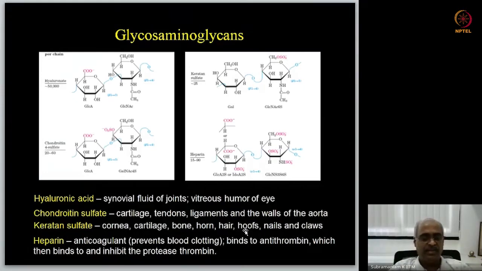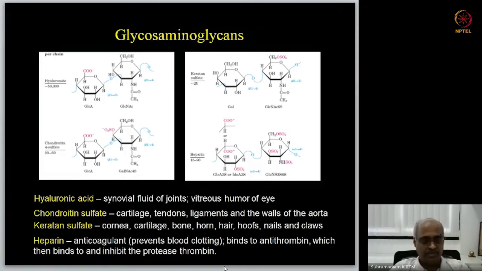So you look at hair, or you take a horn, or take your nails. That is probably the easiest. The nails have a certain consistency, and that is because of keratan sulfate, and they also contain other fibrous proteins that are also responsible for this. Then the fourth one we are going to learn about is heparin.